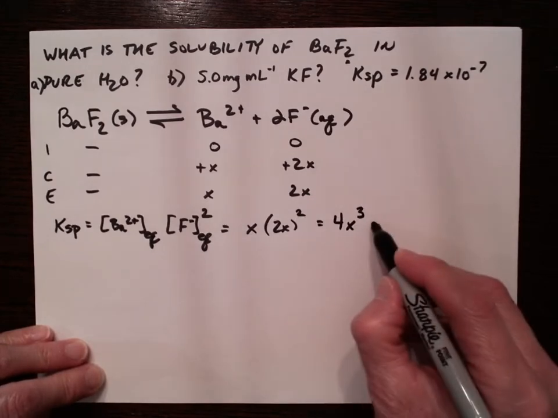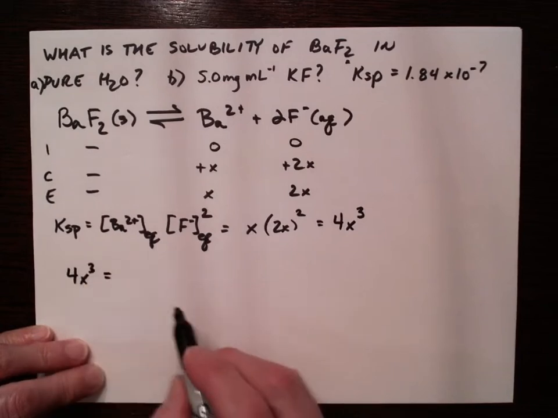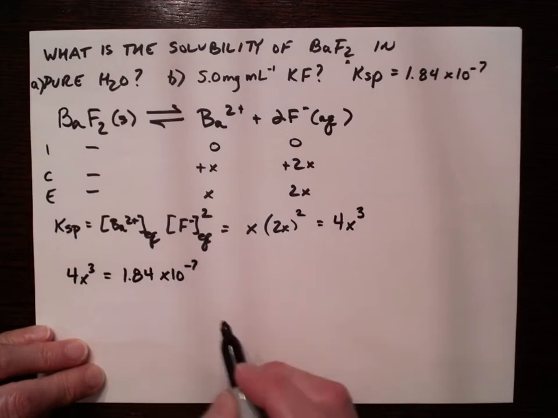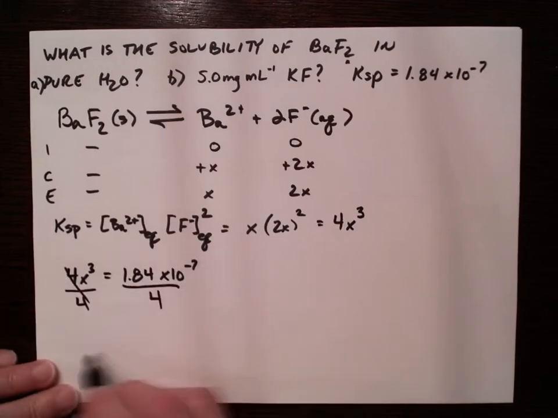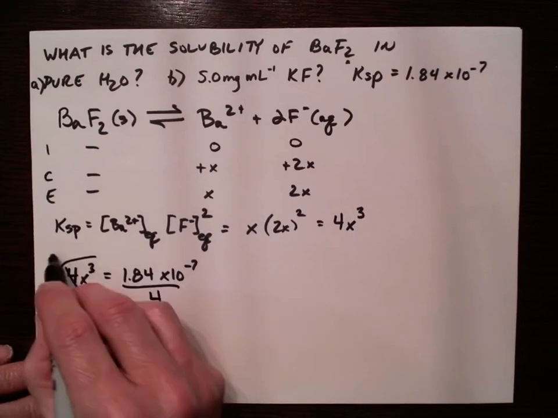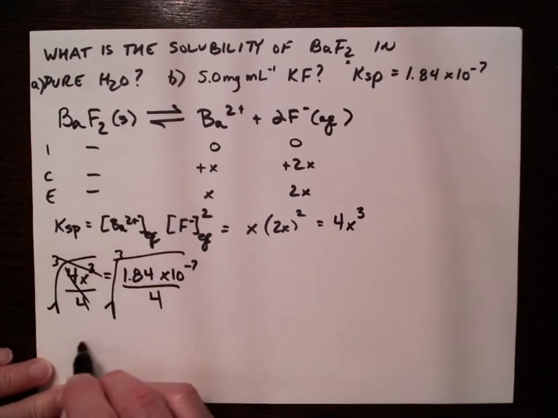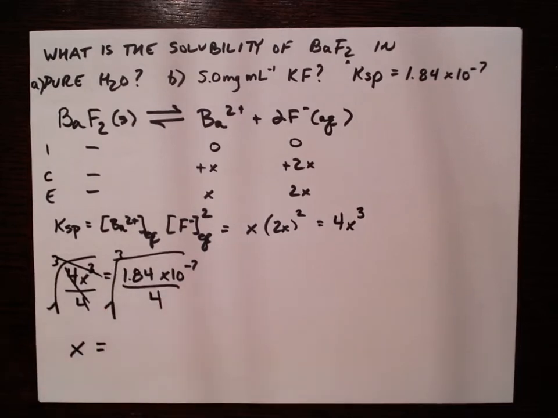So now I just set that 4x cubed equal to 1.84 times 10 to the negative 7. I'm going to divide both sides by 4, and then I'm going to need to take the cube root of both sides. Ooh, that's a little messy, but we'll get x is going to be the cube root of this whole thing under the cube root sign. Let's see what that comes out to.